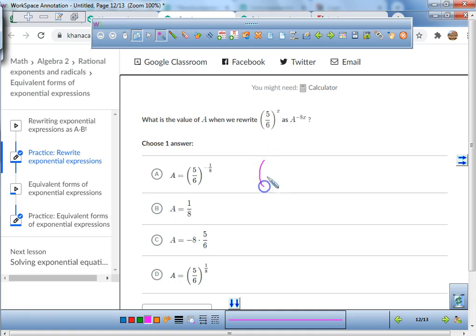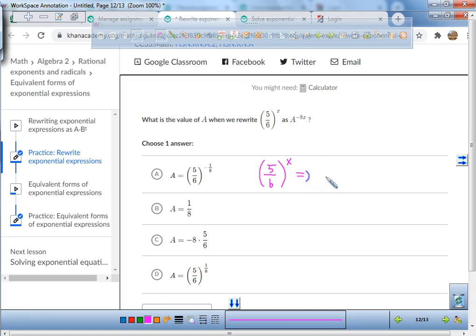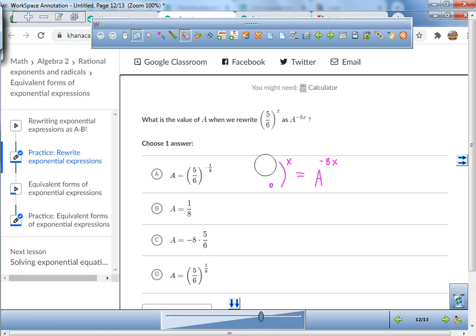So what do we have? We have 5/6 to the power of x, and we want it to equal a to the power of negative 8x, all right? So I'm going to do a better job of writing that 5/6. Here we go. 5/6 to the power of x.